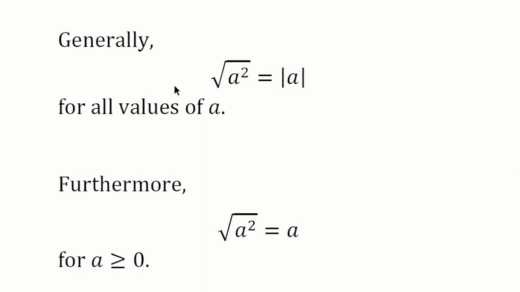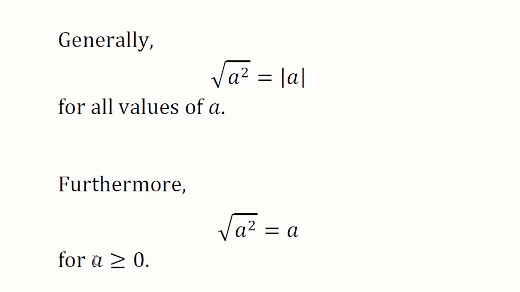So generally, the square root of a squared equals the absolute value of a for all values of a. The phrase "all values of a" indicates that a itself could be positive or a itself could be negative. But then from that understanding, we narrow it down to a more specific case.